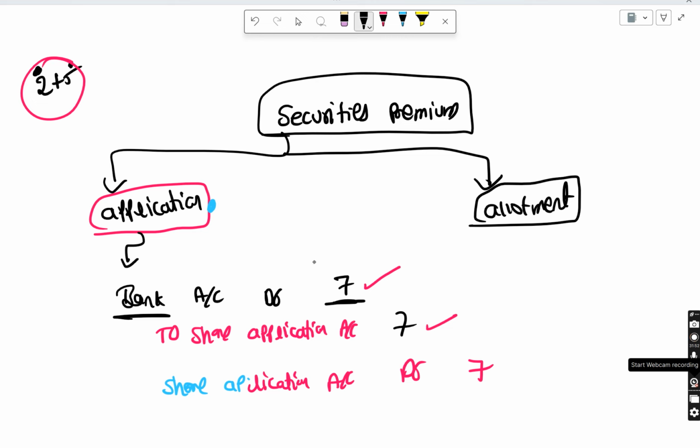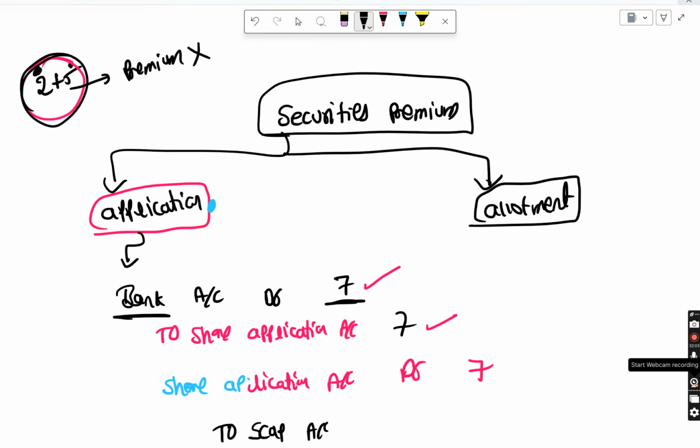Now here, always remember we can transfer only face value to the share capital account. Out of 7 rupees, 5 rupees is premium money. So premium money cannot go to the share capital account. Only 2 rupees will go. The remaining 5 rupees will go to the securities premium account. Bank account to share application account 7, and then share application to securities premium account and share capital account.